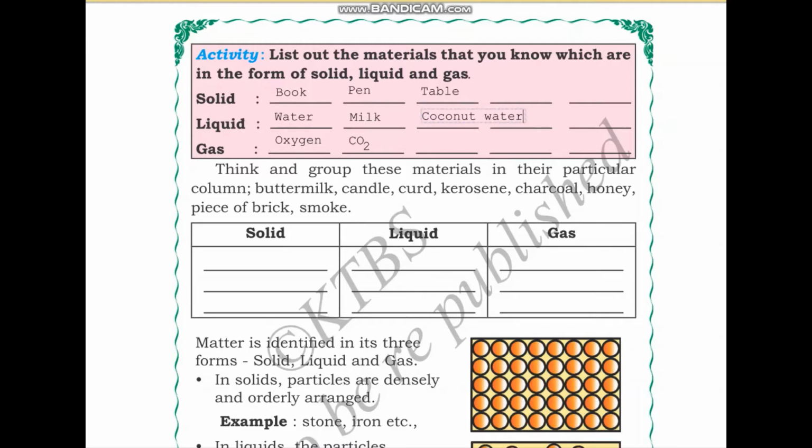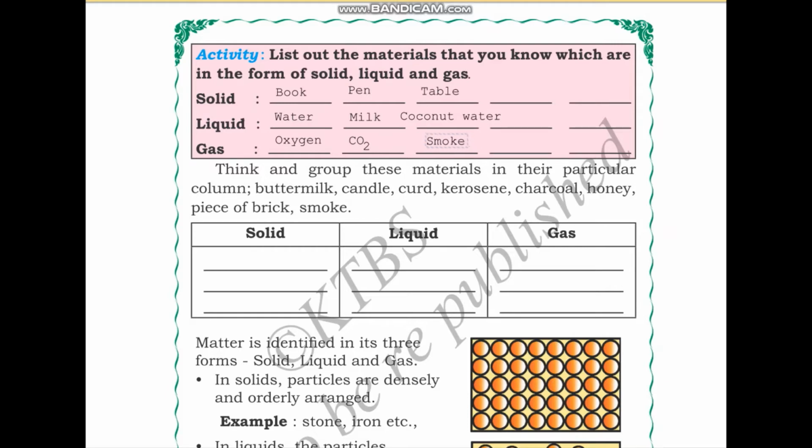Next, think about any other example for gas. We learned that whenever we are burning firewood, we will be able to see some smoke coming out of it, right? So this smoke is an example for a gaseous material. This is because the smoke cannot be held in our hands. We can feel it, right? So this smoke is an example for a gaseous material.